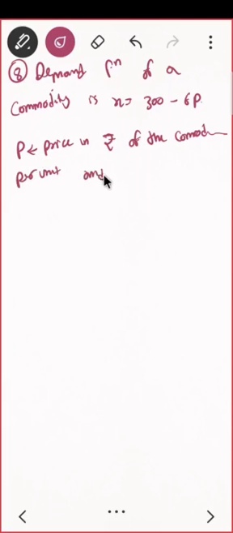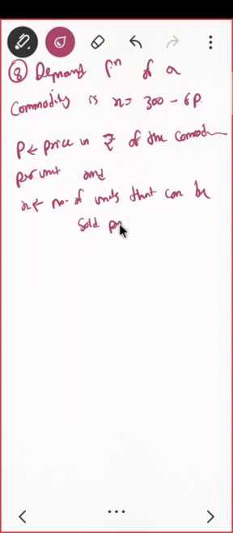The demand function of a commodity is x equal to 300 minus 6p, where p is price in rupees of the commodity per unit, and x is the number of units that can be sold per month when the price is p rupees. Okay, then find.